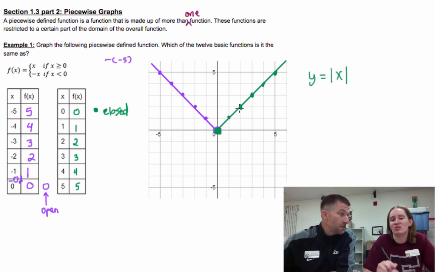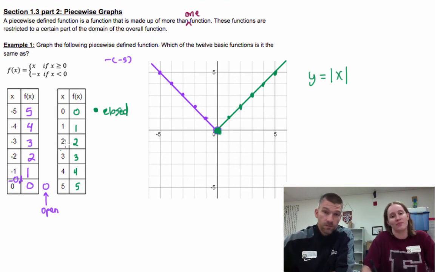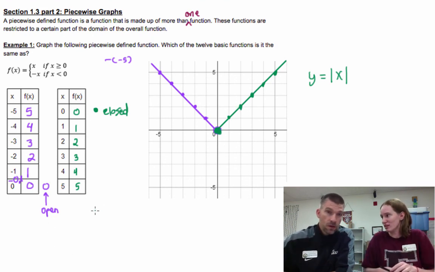Rarely does that happen, though. Not very often. Normally, our piecewise graphs look crazy. Like you wouldn't believe. I agree. Okay. But that's it for this one. We're done. Good talk.